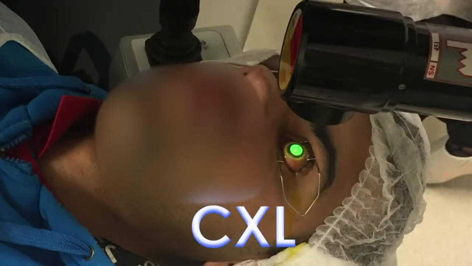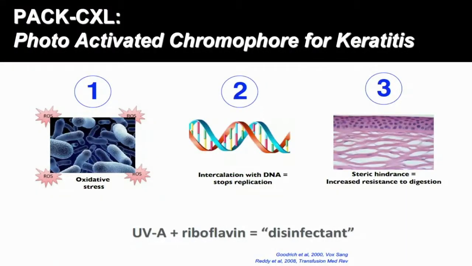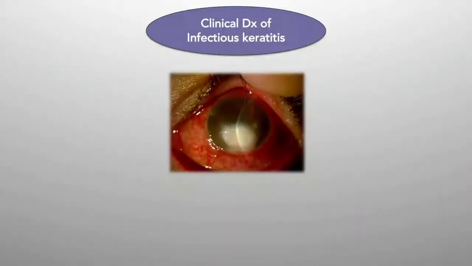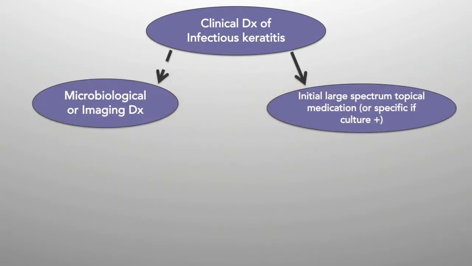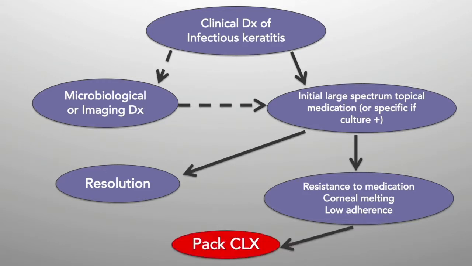So, cross-linking: we know the effect on the cornea. It makes the cornea stronger. But not only that, it has a very important disinfectant effect. When you have a corneal infection that you identified clinically, with imaging, or microbiologically, you can try the topical medication, but when you get resistance, corneal melting, or problems of adherence of the patient, we can start to use PACK cross-linking.